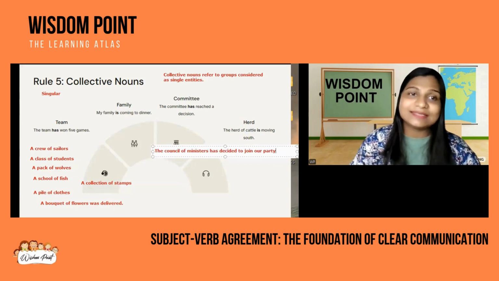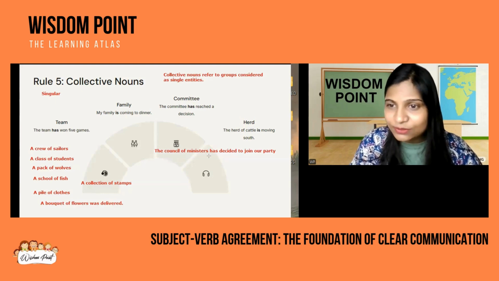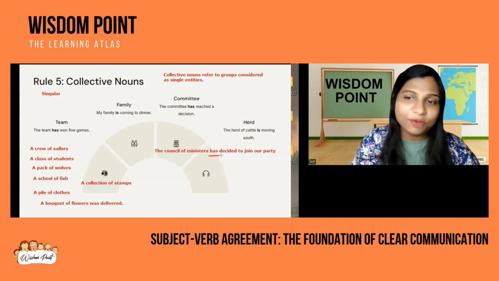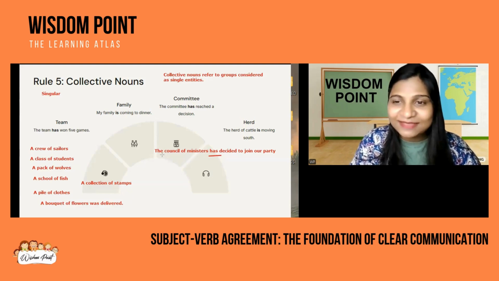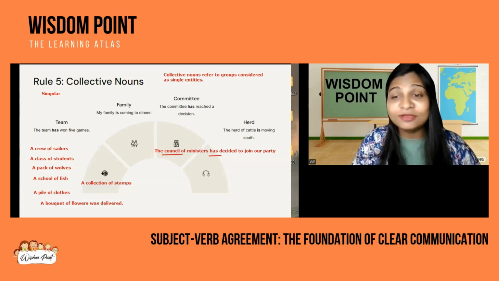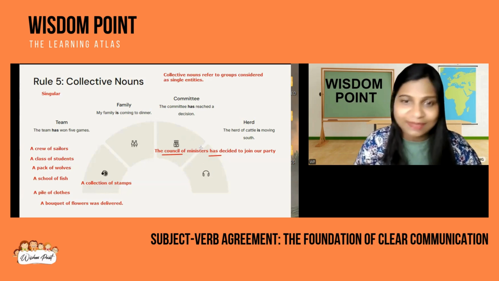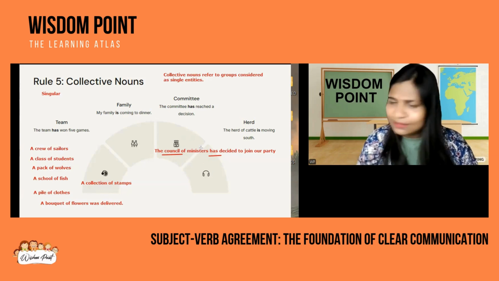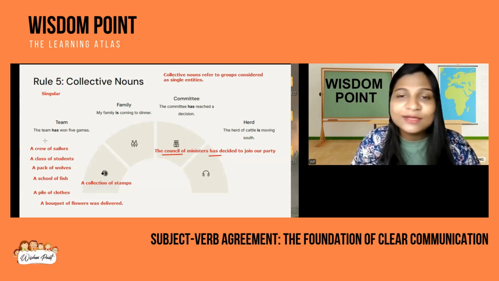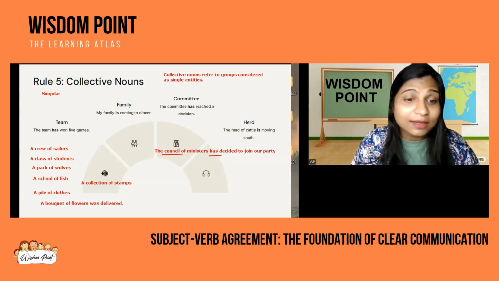Okay, now why has? Is it correctly used here? Has is correctly used here, or do you think that we shall use have here? So you're absolutely right. Here my subject is council, which is a collective noun. I'm talking about a collective noun, that is a council of ministers. One council, a lot of ministers in it. It can be 5, 6, 7, 8, whatever the number. So this is all about collective nouns.